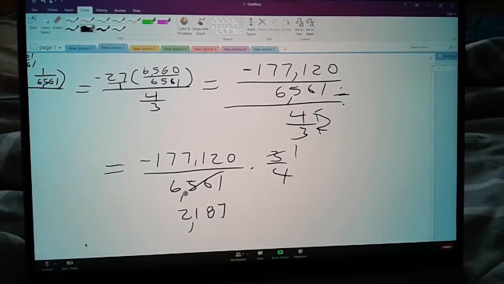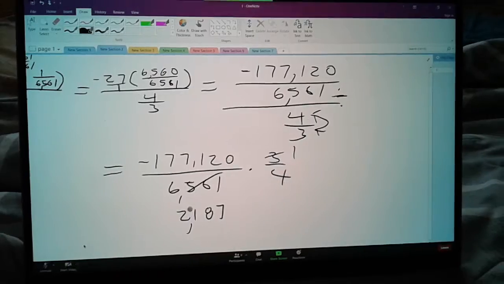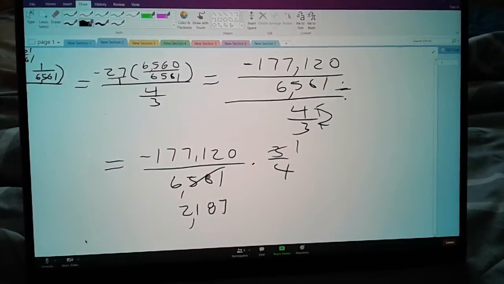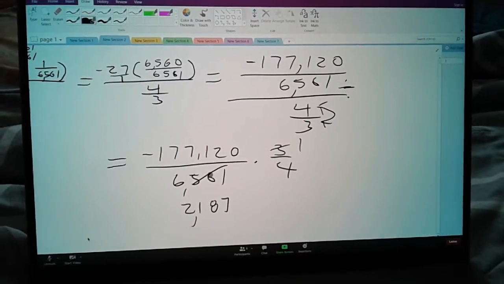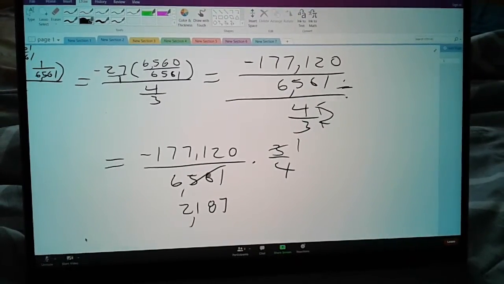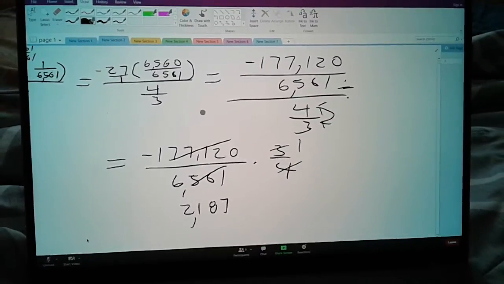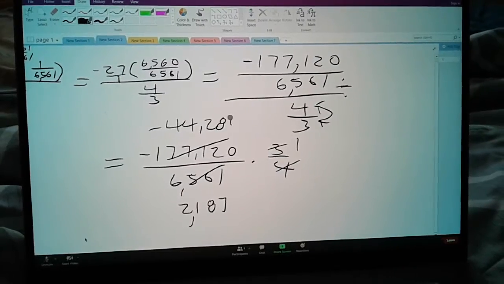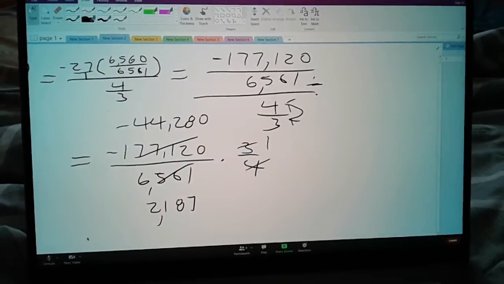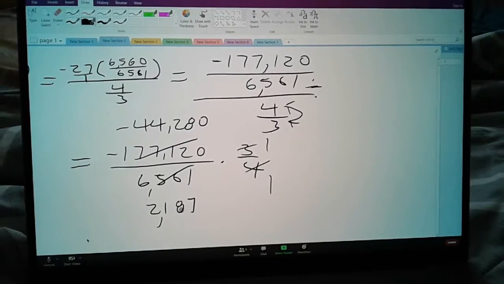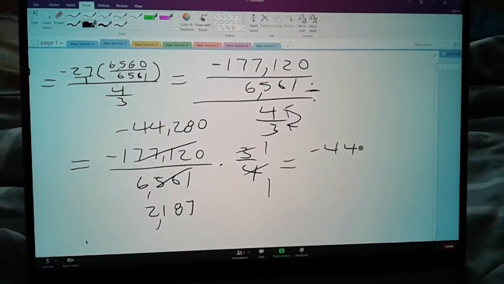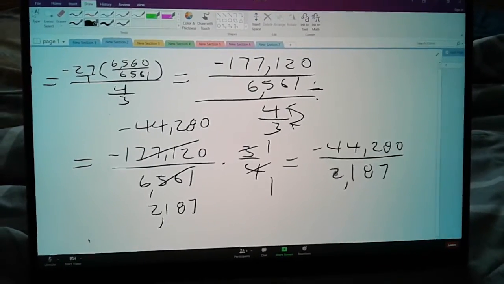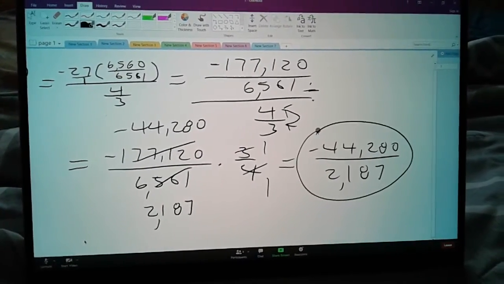So 3 goes into 6,561 2,187 times. It divides evenly by 3. And 4 goes into negative 177,120 negative 44,280 times. So what I get is negative 44,280 over 2,187. That's the partial sum.